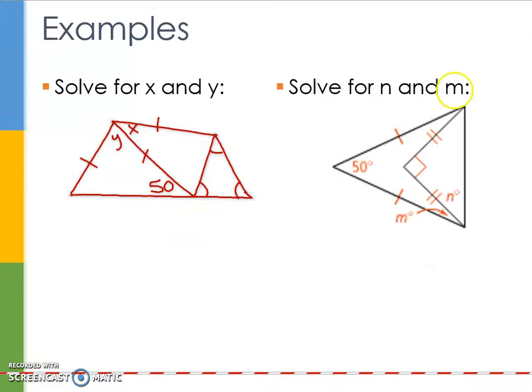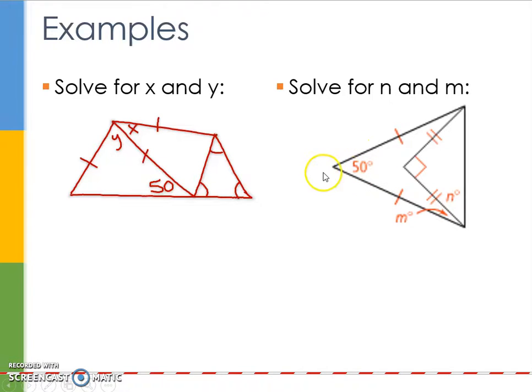So I got the picture. So right here, this is 90. This marking right here, that means this angle and this angle is also congruent. So 180 minus 90, which is 90, divided by 2. Then this is 45. This n is 45. So what we're going to do is n equals 45.